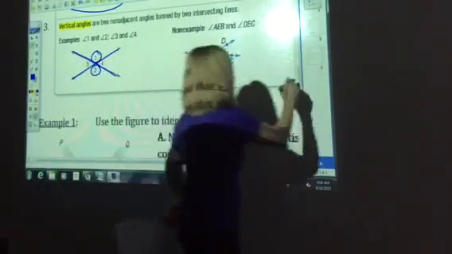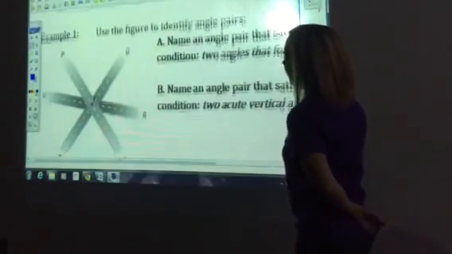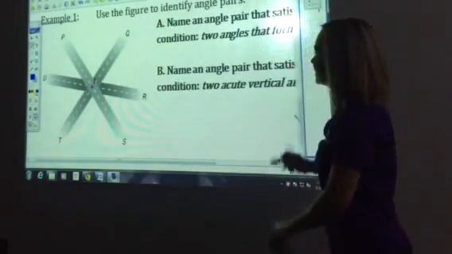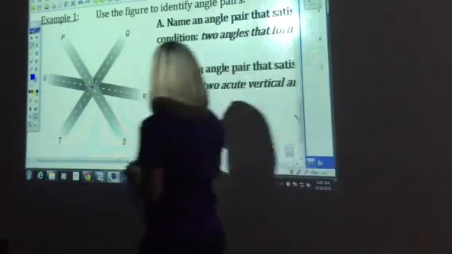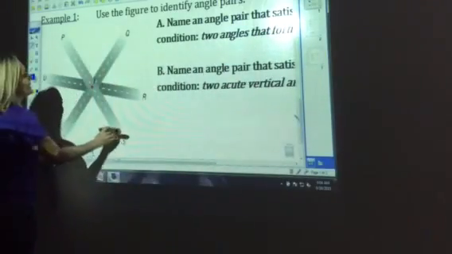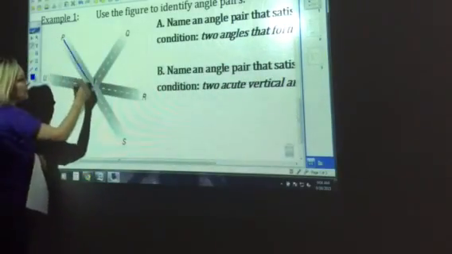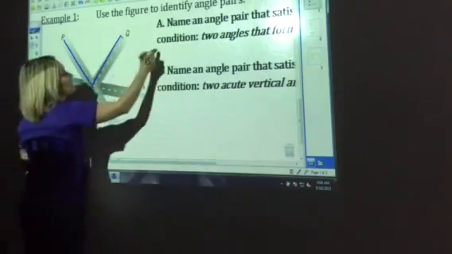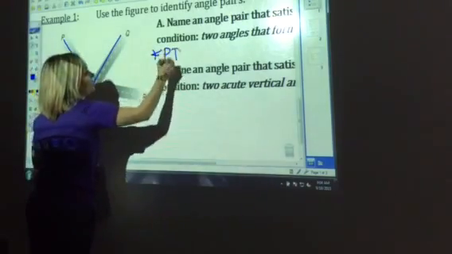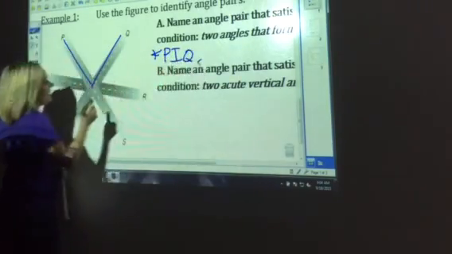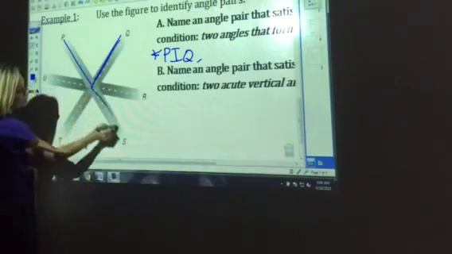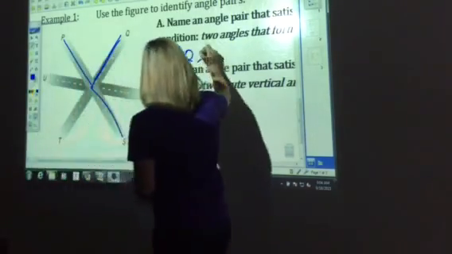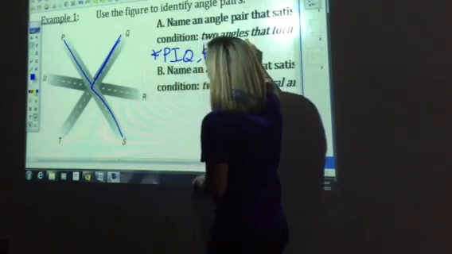All right, moving on. It says identify 2 angles that form a linear pair. So if I'm going to name, using this figure, a linear pair, I could say angle PIQ, and then from that it would be what? QIS, because it has to form a line. Angle QIS.